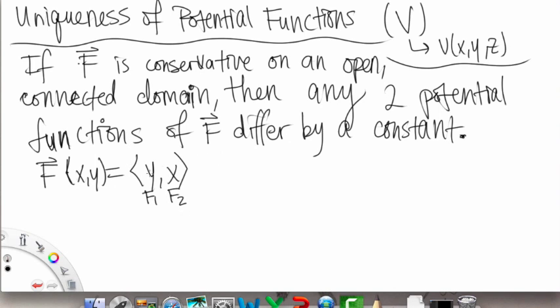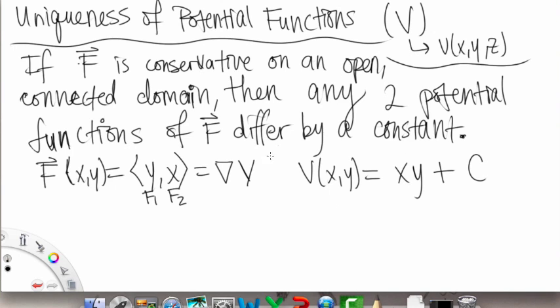And basically what we have is that if you solve and go backwards, the gradient of v is going to equal, wait, hold on here. That's not correct. This is the gradient of v, so this equals gradient of v, okay? So if you go backwards, and we'll go over this in a future section, the point here is that v of x comma y could equal xy plus any number c.